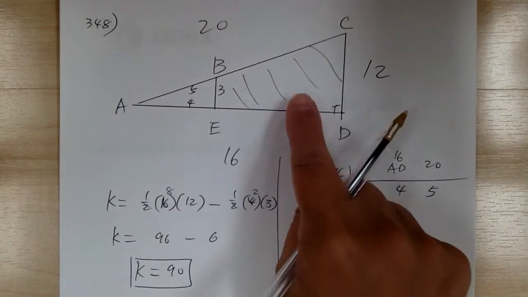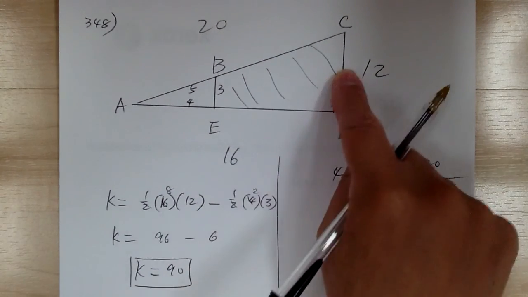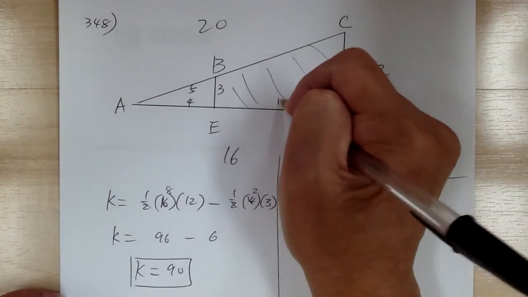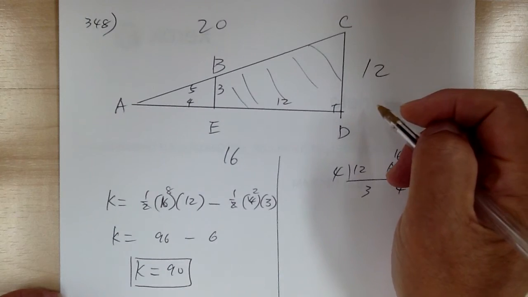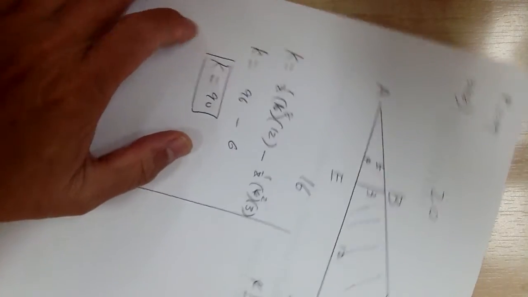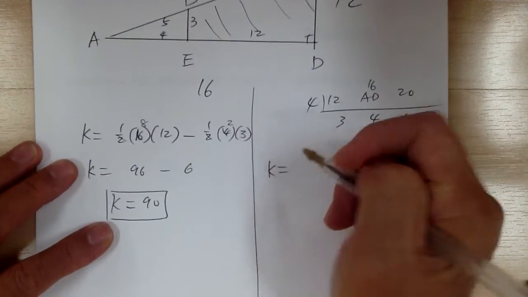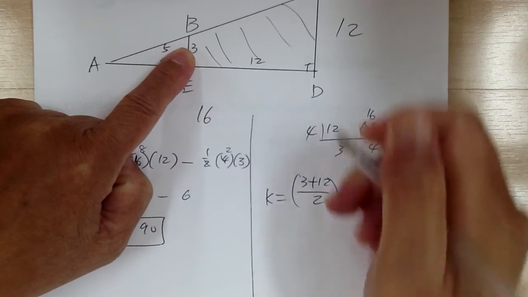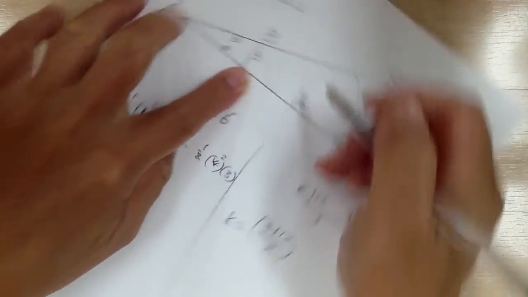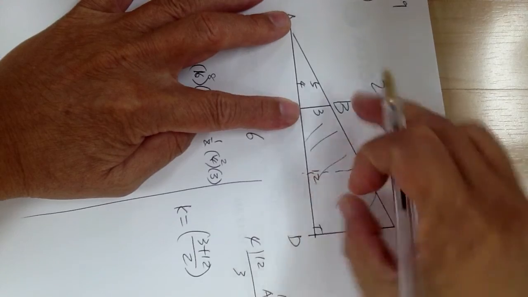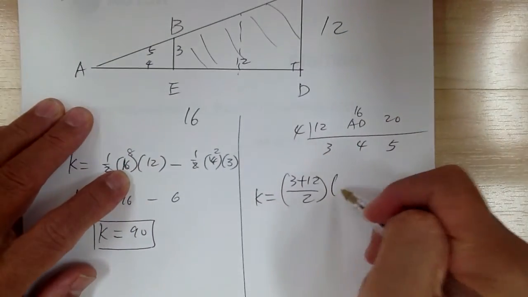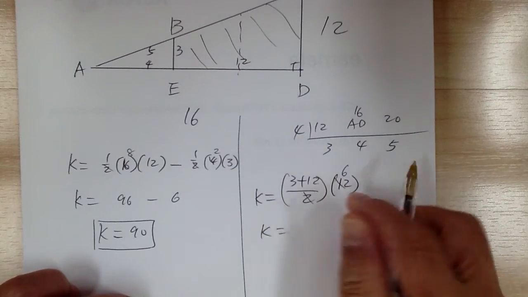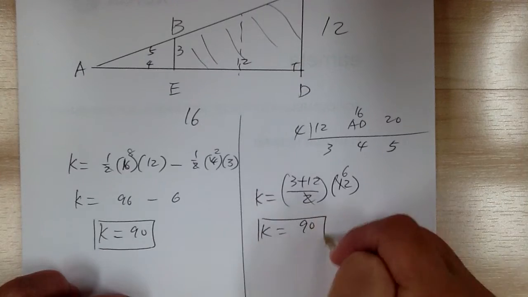Another way to do it is to figure out the area of the trapezoid. So if this is 4, this is 16, this would be a 12. Okay, so for the trapezoid, you have to turn it sideways this way. You find the average base, so 3 plus 12 divided by 2. That would be your median base, times the height. And so K will equal 15 times 6, which gives you 90. So you get the same area.